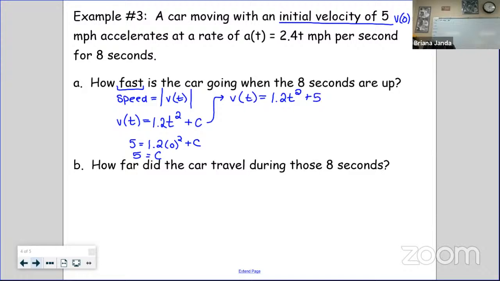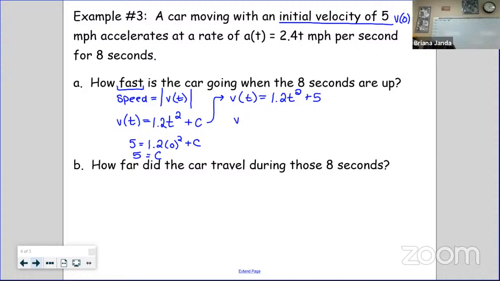Now, speed is the absolute value of that, but if I consider that function, it is all positive. That would be a parabola that has moved up 5. So that entire graph is above our x-axis anyway. I don't have to worry about the absolute value part of it. So now I'm just looking at what is that speed when 8 seconds are up.